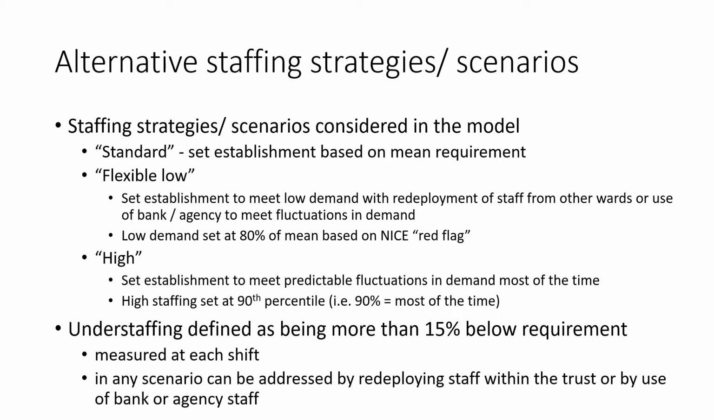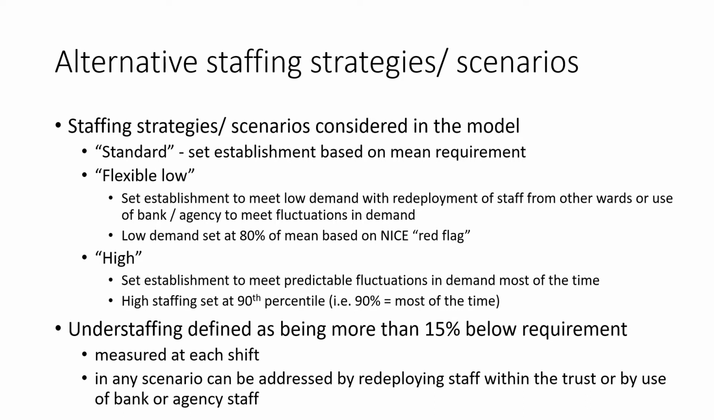This figure was based on the NICE red flag, which defined a staffing shortfall of 20% or greater to be a noteworthy staffing safety issue. The high staffing scenario was where staffing is set at a level to meet predictable fluctuations in demand most of the time. We set this at the 90th percentile of observed variation in demand. That is, we expected staffing to meet demand 90% of the time.